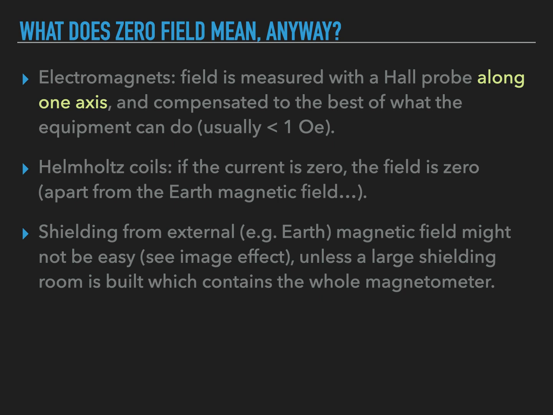So if you want to shield from external fields, for example the Earth magnetic field, you must figure out a way to do that. Why? Because any magnetic material that you put in proximity of your magnetometer also affects the measurement. See, for example, the discussion of the image effect that we had earlier. Unless you use a very large shielding, so maybe a shielded room, which contains everything. So it means also the whole magnetometer.